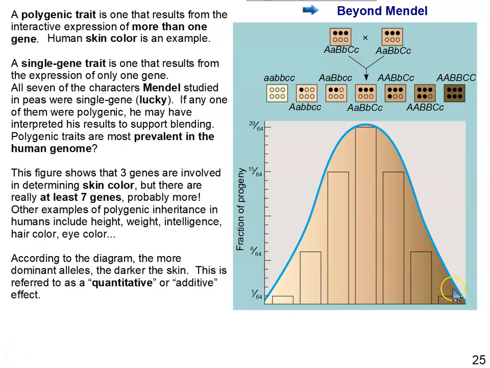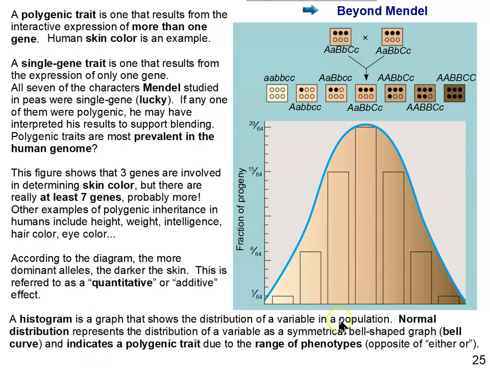So again, you end up with this spectrum or range that you don't see in a single gene trait. A single gene trait, if you bar graph it, there would be only 2 bars, like 1 bar for tall and 1 bar for short. So this is a histogram, and a histogram is a graph that shows the distribution of a variable in a population. So that's what we're looking at here, a distribution of skin color in the human population.